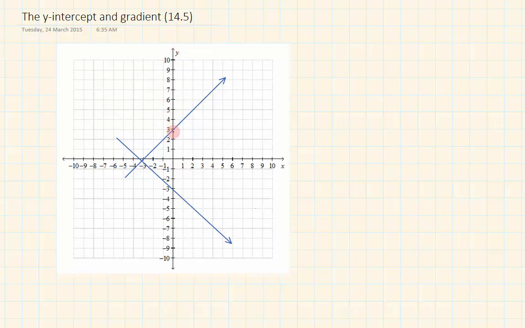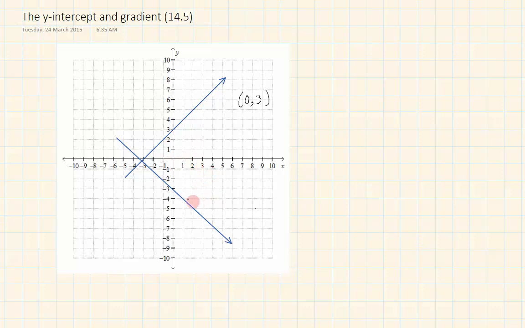Okay, so our first line here, we see that y is equal to 3. So where does this line cross the y-axis? At 3. So we could say the y-intercept for this line is (0, 3). Okay, and in all cases, the x value is going to be 0, because you're looking at the y-axis where x is equal to 0.